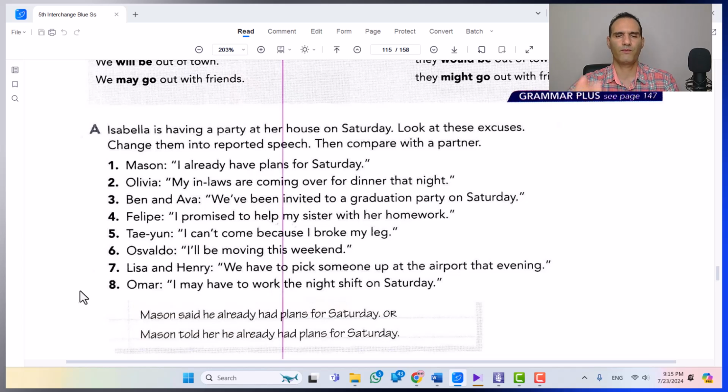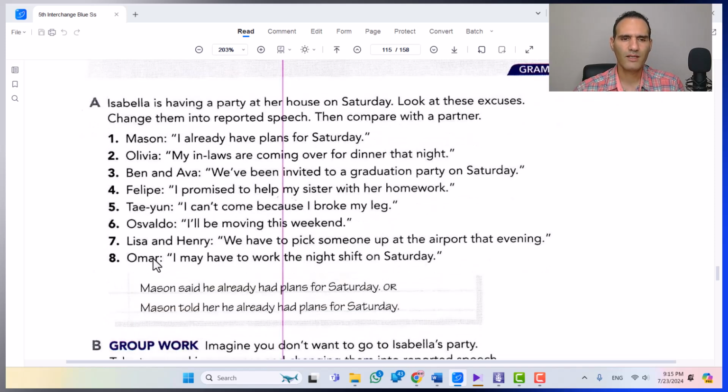And if the time has changed, for example, that weekend has passed, you say, he said he would be moving that weekend. Number 6, Lisa and Henry: "We have to pick someone up at the airport that evening." So they said they had to pick up someone at the airport that evening.